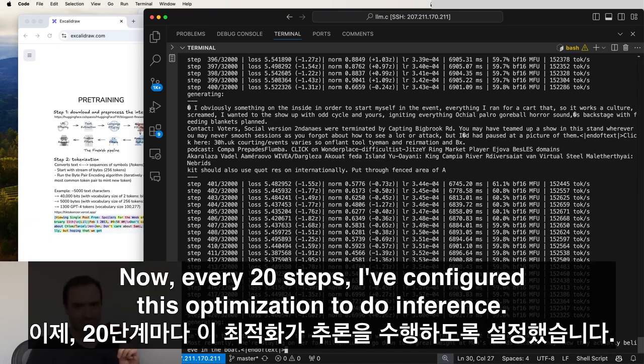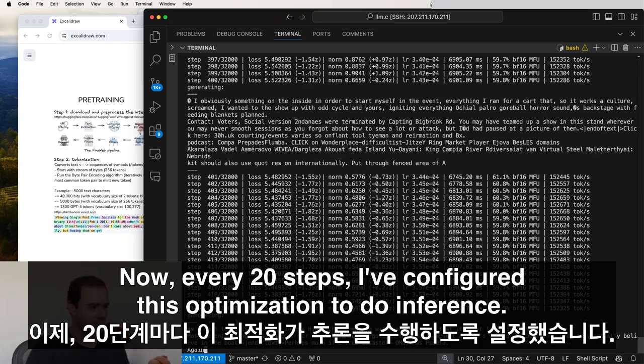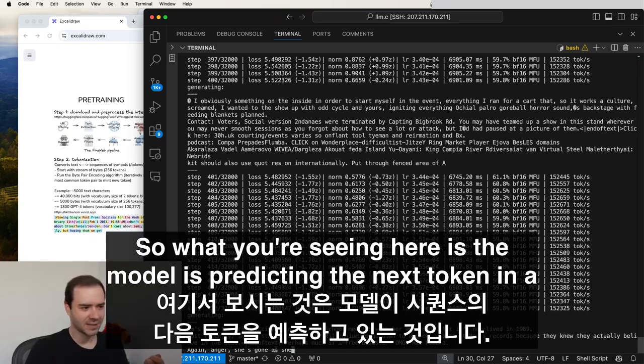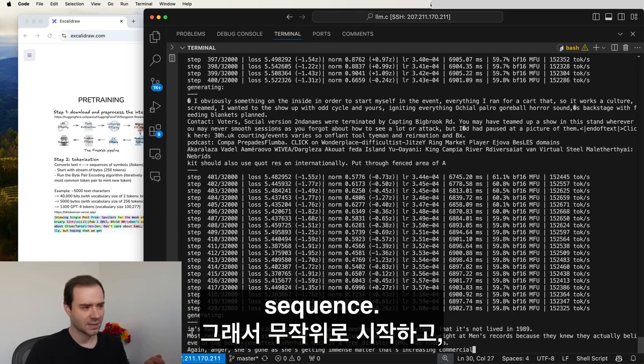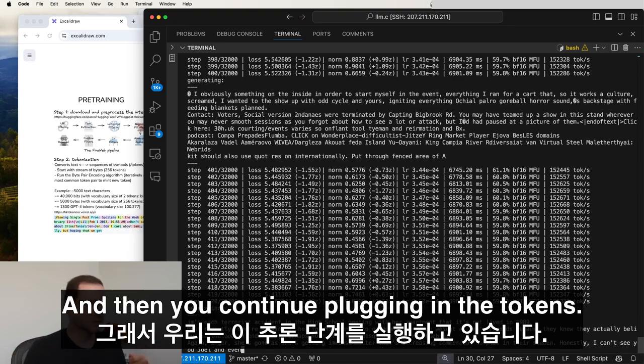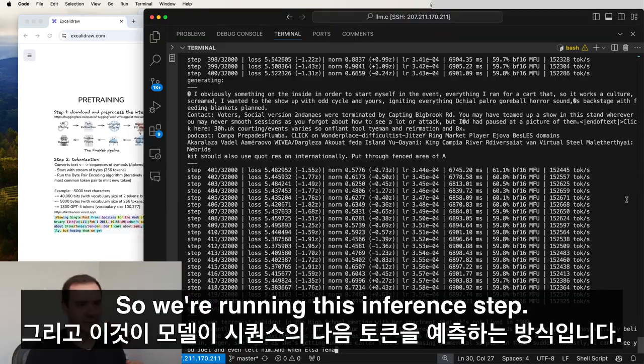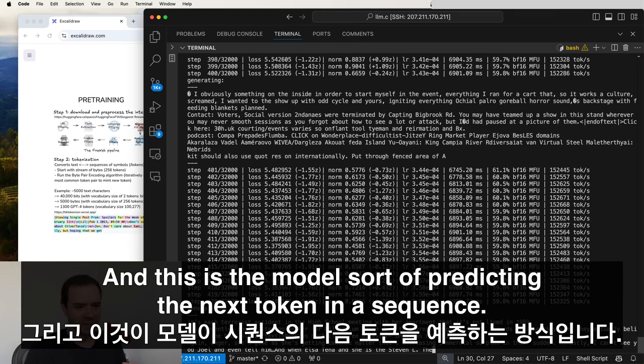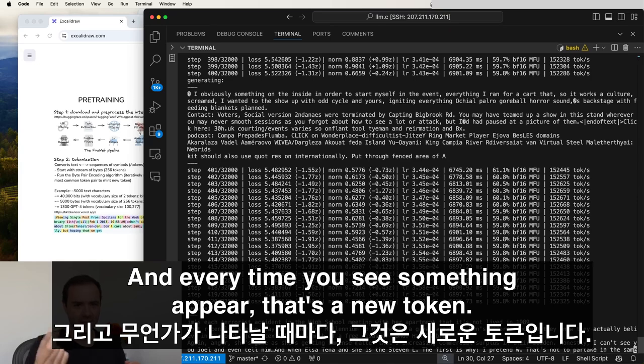Now, every 20 steps, I have configured this optimization to do inference. So what you're seeing here is the model predicting the next token in a sequence. You sort of start it randomly, and then you continue plugging in the tokens. So we're running this inference step, and this is the model predicting the next token in a sequence. Every time you see something appear, that's a new token.